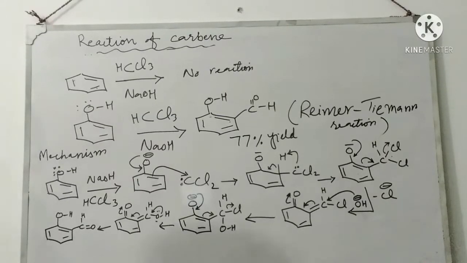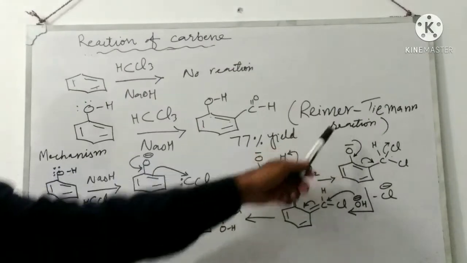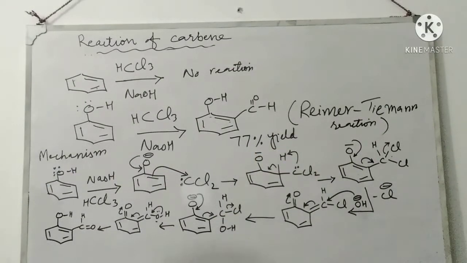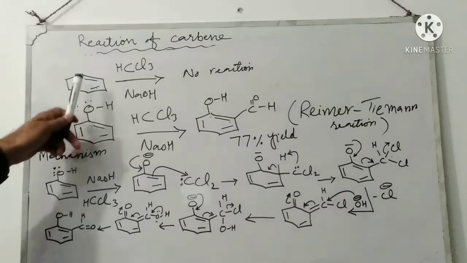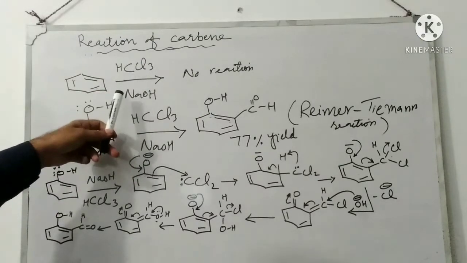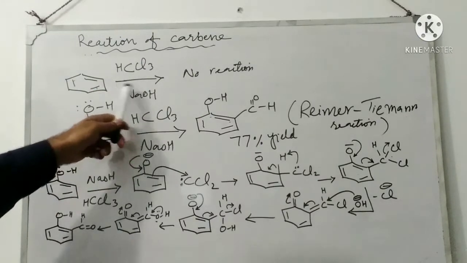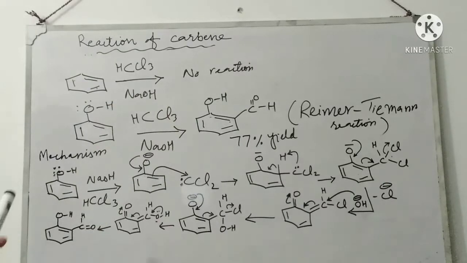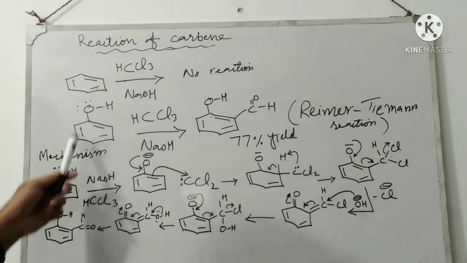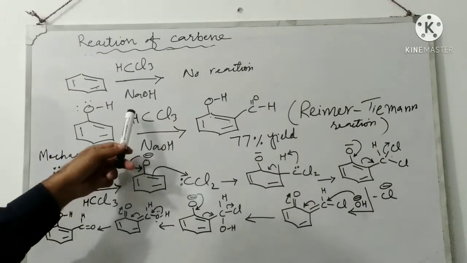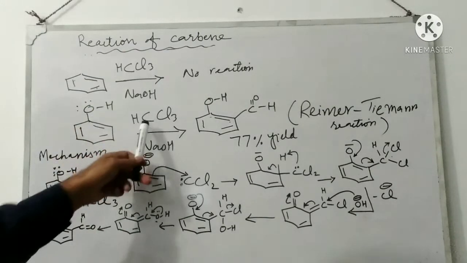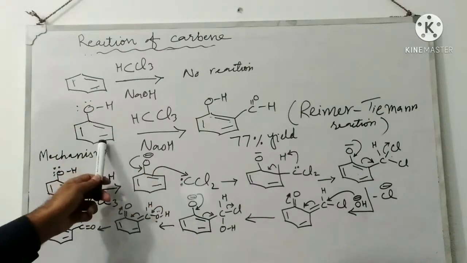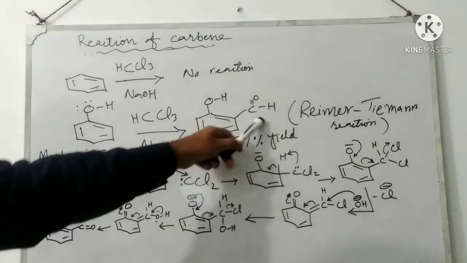So as we are discussing the reactions of carbenes, this is another important reaction of carbene. This is called the Reimer-Tiemann reaction. In this reaction, when benzene reacts with chloroform under an inorganic base, sodium hydroxide, there is no reaction. But when an electron rich phenyl moiety like phenol reacts under these conditions, chloroform and sodium hydroxide, it forms not a cyclopropane but an aldehyde.